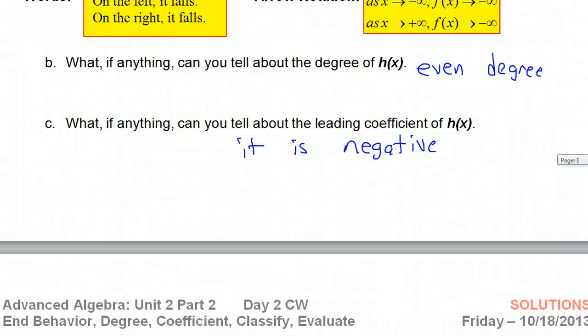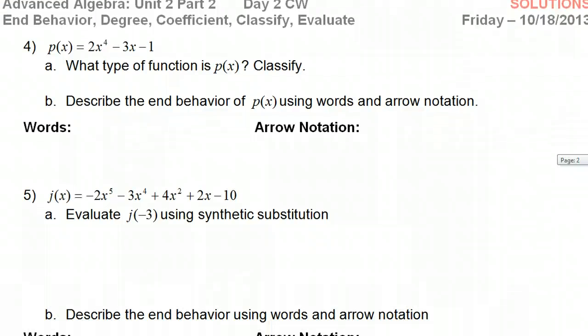Okay. Alright. Number 4. What type of function is this? I'm looking for that two-word classification like cubic binomial, that type of thing. Well, first we look at the degree and we say a name for that. This is 4th degree. So degree 1 is linear, degree 2 is quadratic, degree 3 is cubic, degree 4 is what? Degree 4 is quartic. So this is a quartic something. A quartic what?